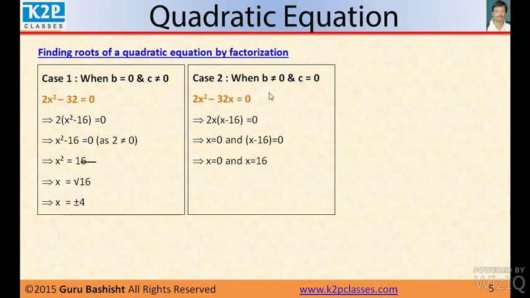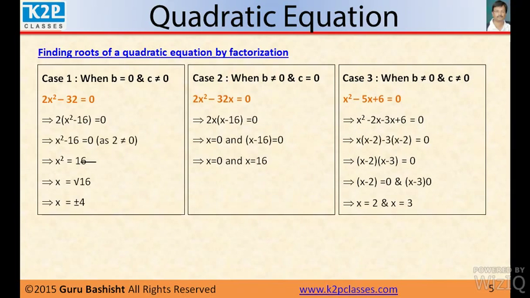Case 2, when there is no constant term, then it is very easy. Just take x common, and anything else common between a and b. So here either x is 0 or x minus 16 is 0. So x equal to 0 or x equal to 16.